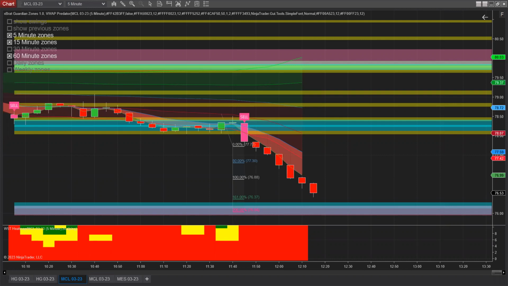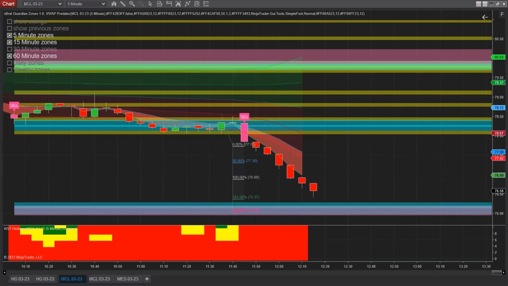So this is a trade that went in at 77.72. It's now at 76.52. Okay, that's a lot of ticks. That's over 100 ticks, and it's worth waiting for. And if you don't get them in a trading day, you just walk away and you don't take them.